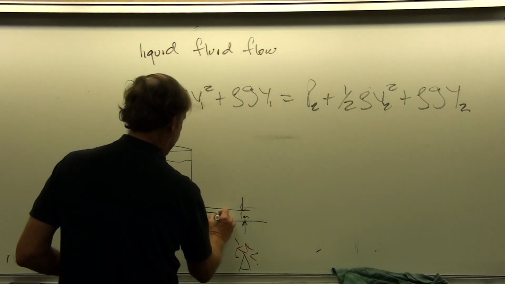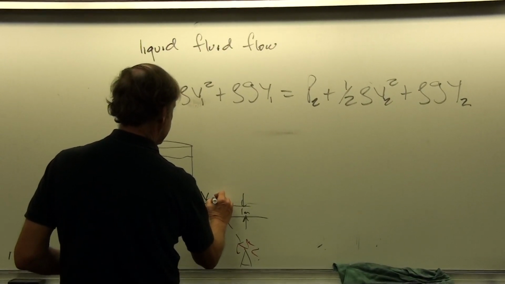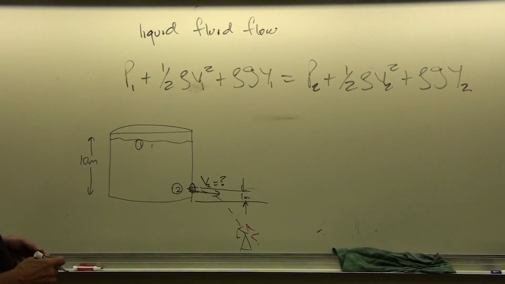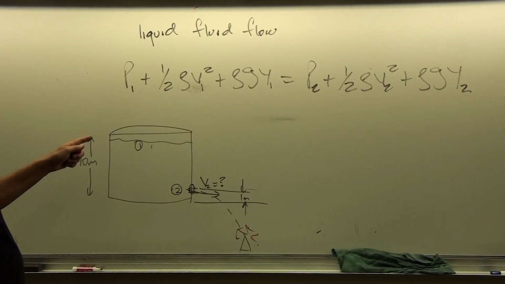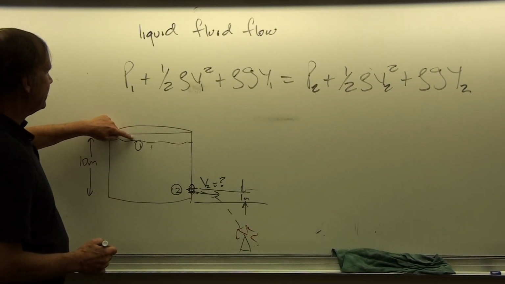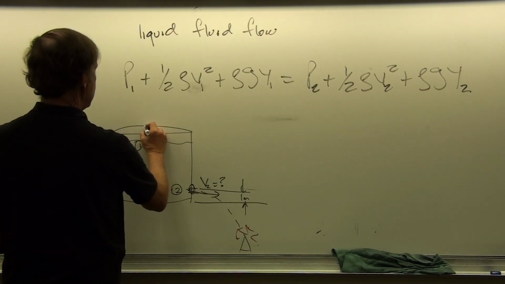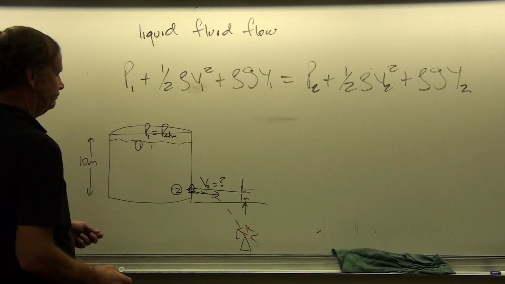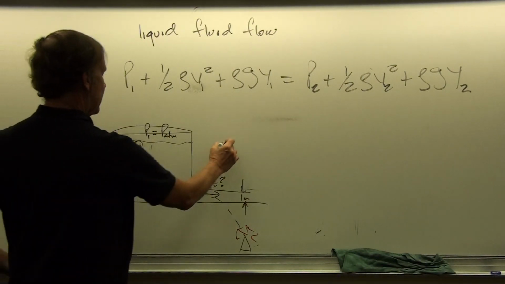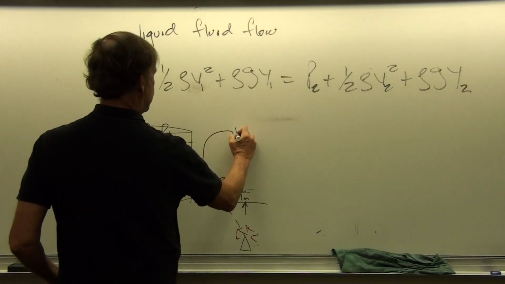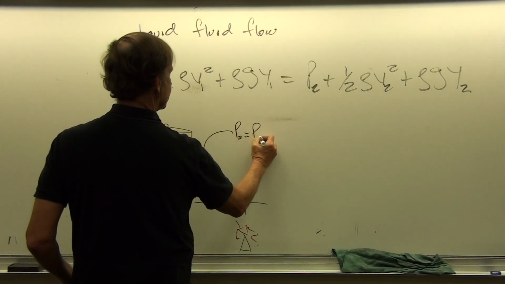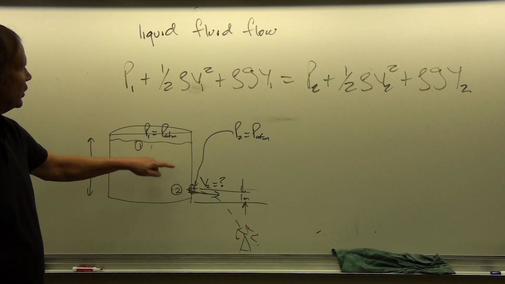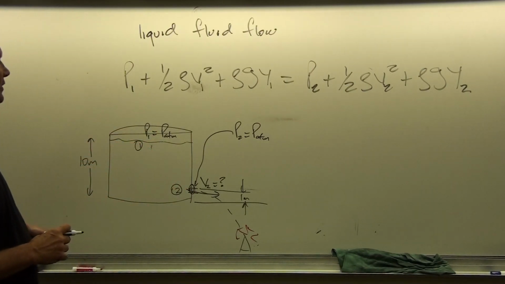And so let's find the velocity of fluid flow out the hole. V2 equals question mark. So how do we do this? Well, first of all, at point 1 we have P1, but that's just P atmosphere. And then down here at point 2 we just have P2, but that's also P atmosphere. So that's the external air pressure pushing in on these fluid surfaces.